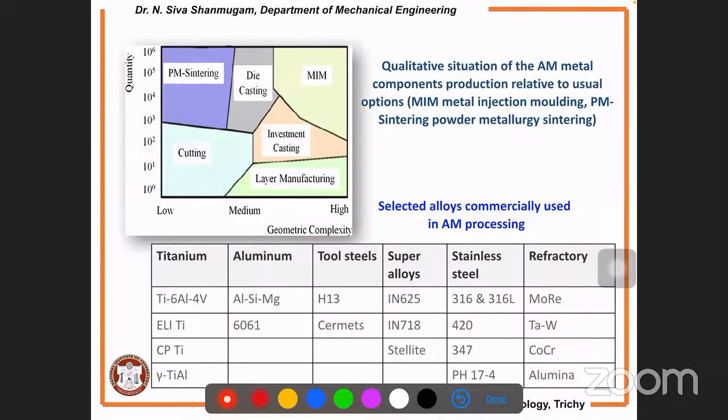Sir, it is irrespective of the material. We have titanium alloy, aluminium alloy, tool steel, superalloy, stainless steel, refractory metals. Even you know something about tantalum and molybdenum, which melt very close to 3500 degrees centigrade.